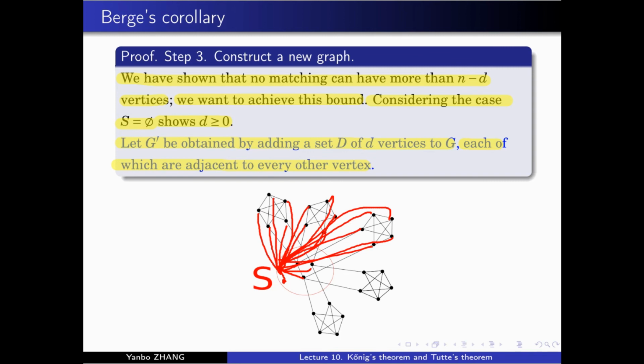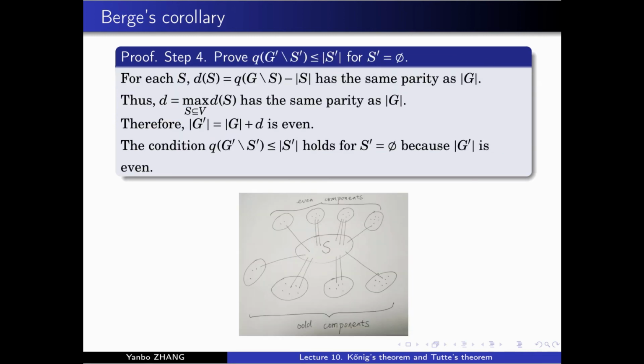Okay, you know what I'm going to do next. We need to join the 2 vertices to every other vertex. Now we prove that the new graph G prime satisfies Tutte's condition. That is, the condition Q(G' − S') is less than or equal to the size of S' always holds. We distinguish 2 cases.